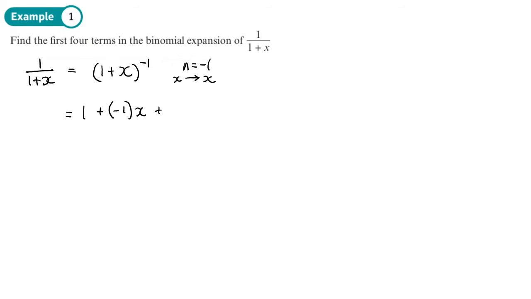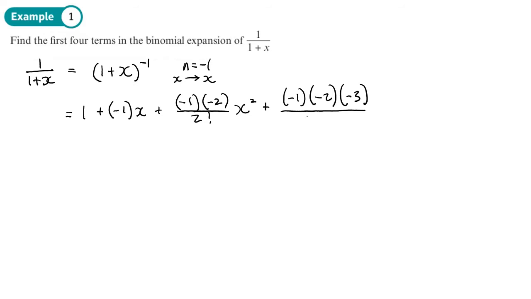plus, and then we've got the bit where we've got n times n minus 1, which is going to be negative 2 over 2 factorial x squared. Now how many terms do we want? 4, so we're going to do one more. The next one is going to be negative 1, so n minus 1, n minus 2 over 3 factorial x cubed. Okay, so that needs simplifying.